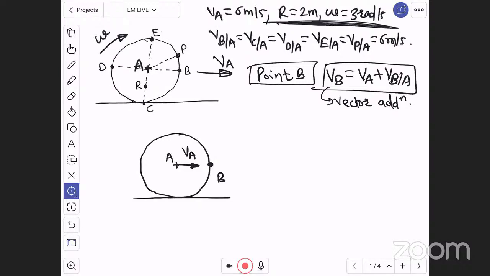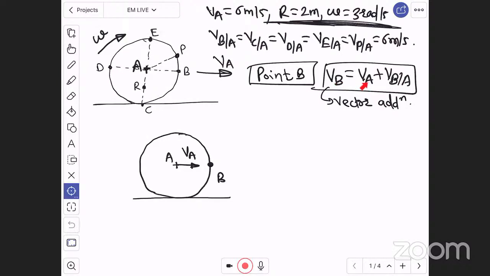Now this A point is going towards right with velocity of A. Now, can you see here? For B also, velocity of A, that is velocity of center, will remain as it is. Therefore, at B, velocity of A will remain as it is, which is nothing but 6 meter per second. The center velocity will always remain as it is, right?